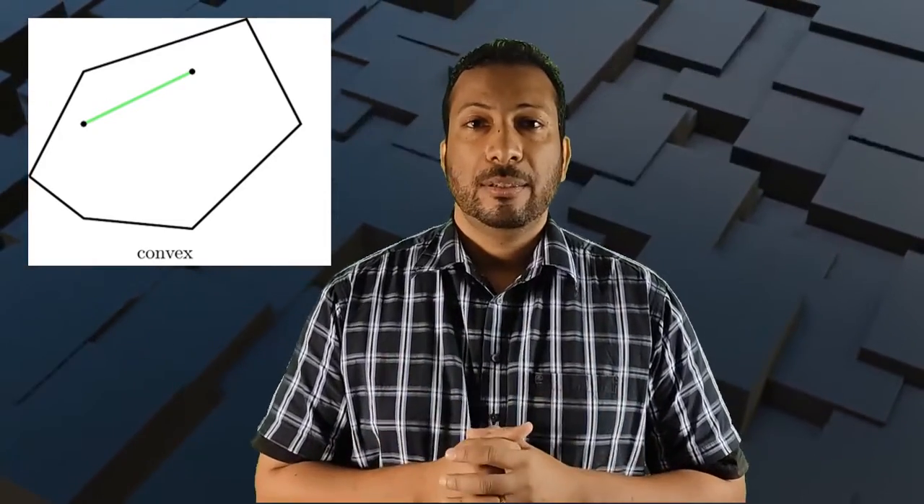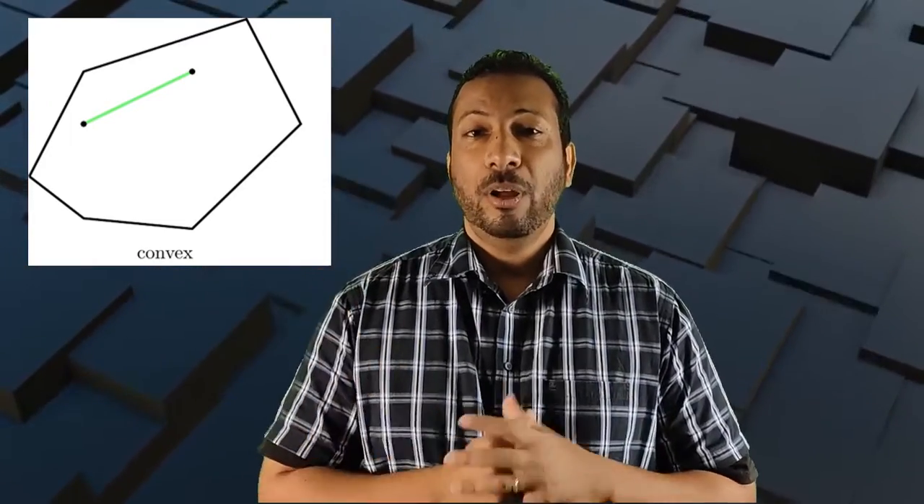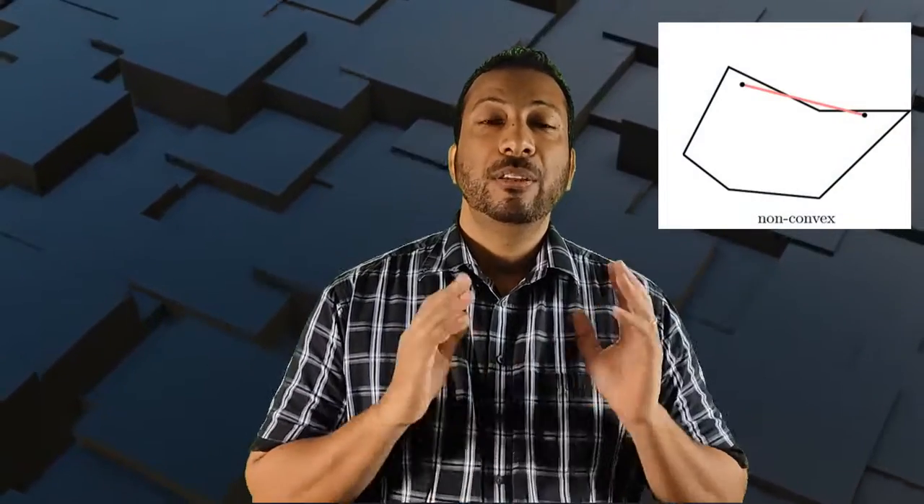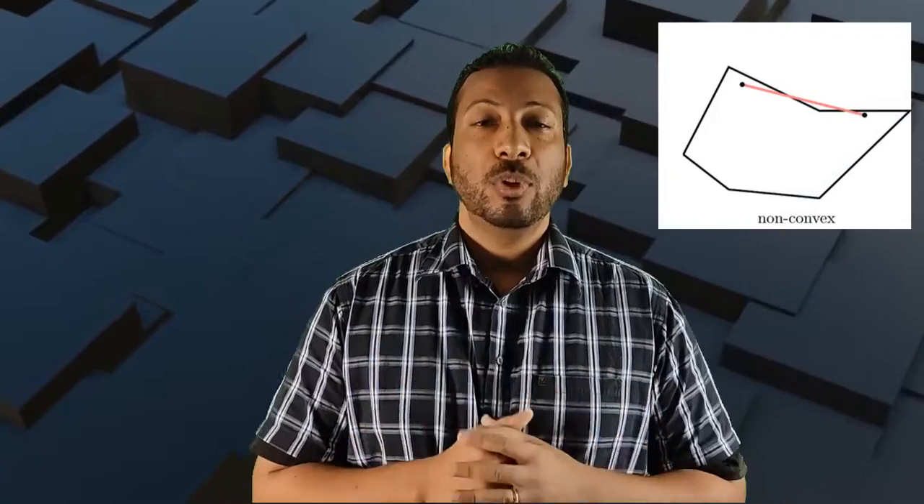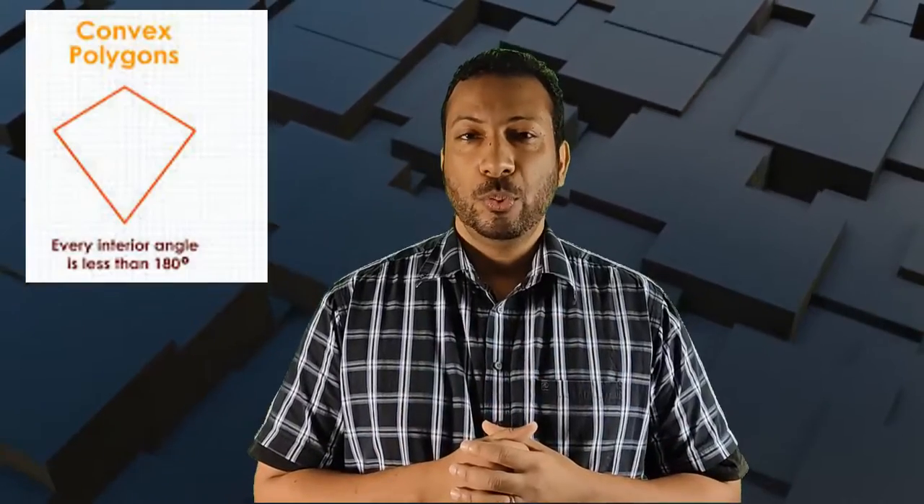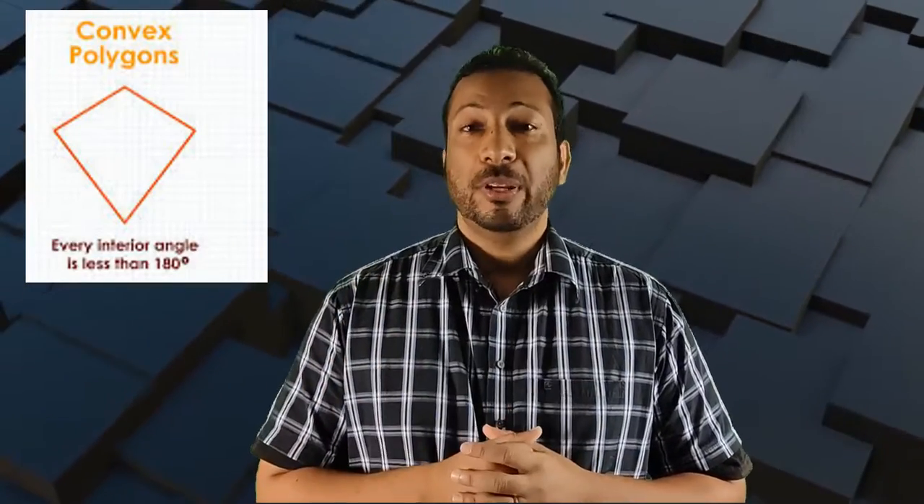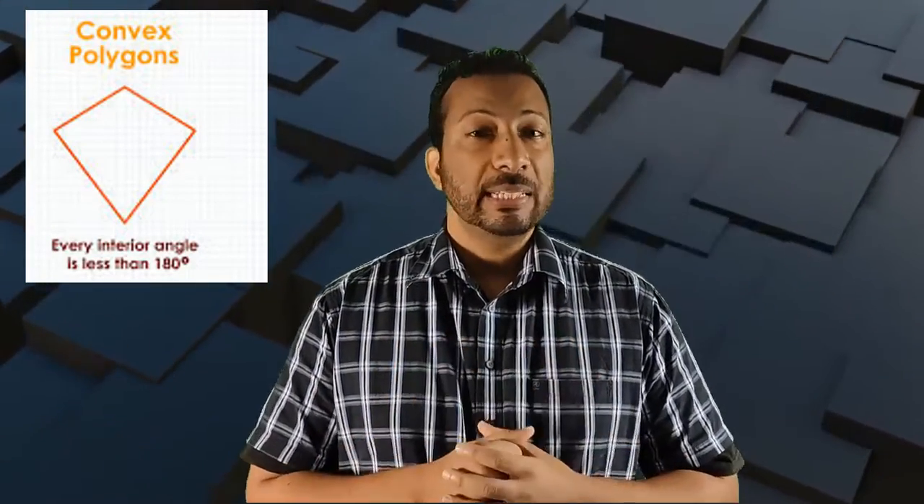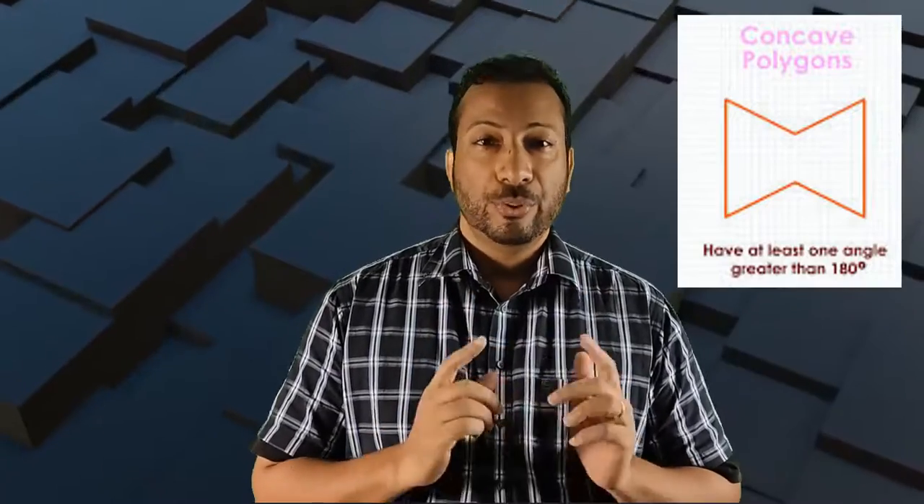Otherwise, it is not. Here is an example of a convex polygon. And here is an example of a non-convex polygon, also known as a re-entrant polygon or a concave polygon. It is also important to note that the internal angles of a convex polygon are always less than 180 degrees. Meanwhile, for concave polygons, at least one angle is greater than 180 degrees.